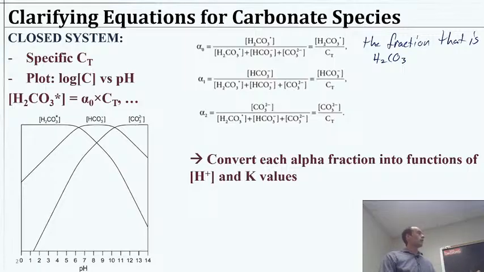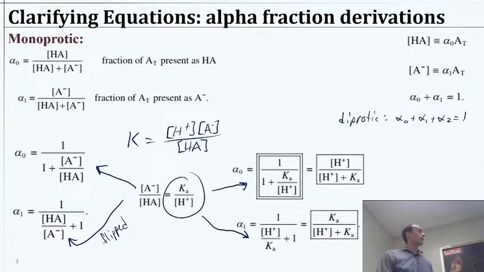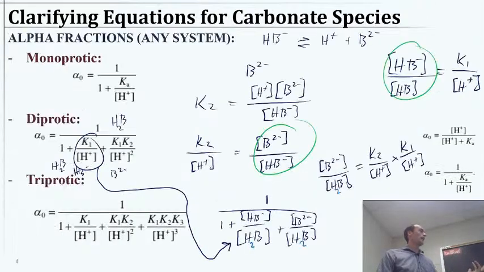Ct times alpha 0, Ct times alpha 1, and Ct times alpha 2. So we simply need equations for each of the alphas. And we also need Ct, which is usually given, and on the MATLAB assignment it is given, right? So you just need equations for the alphas as a function of H+ and the K values. You have that here for alpha 0. That's 1 over 1 plus K1 over H+, plus K1 times K2 over H+ squared.